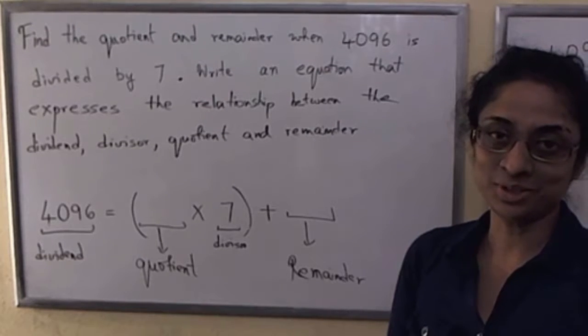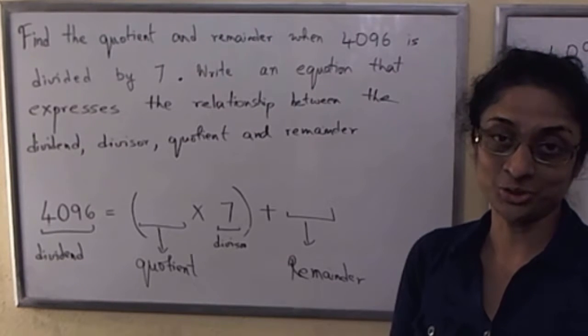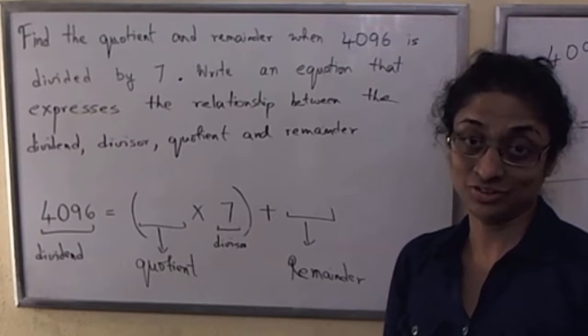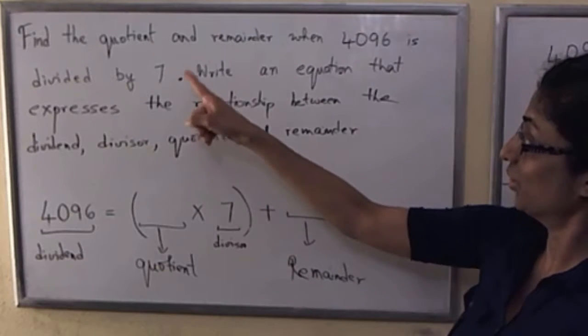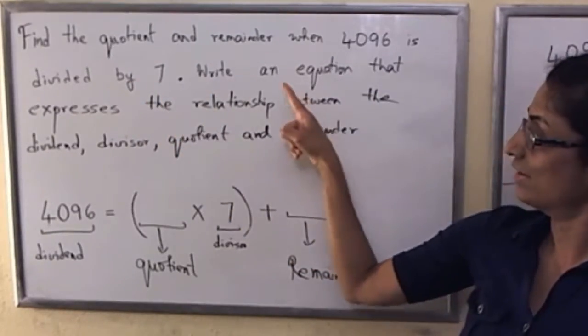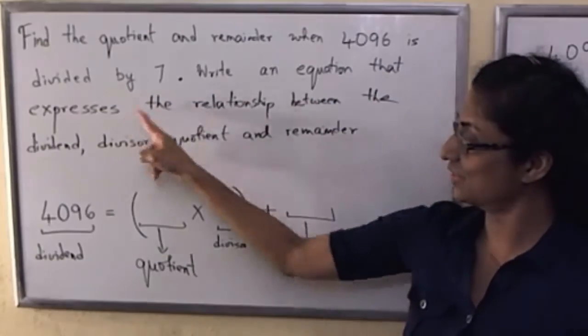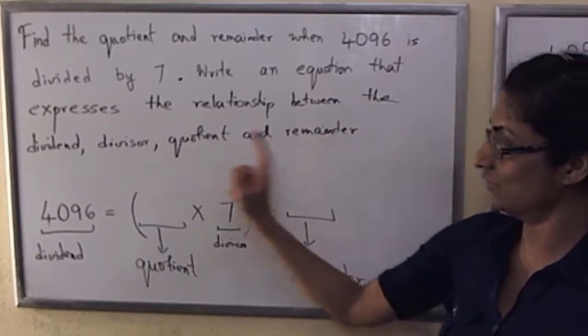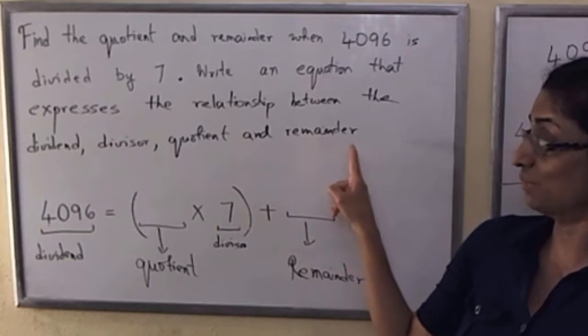Hi, in this video we continue our discussion on the topic division with remainder. Find the quotient and remainder when 4096 is divided by 7. Write an equation that expresses the relationship between the dividend, divisor, quotient and remainder.